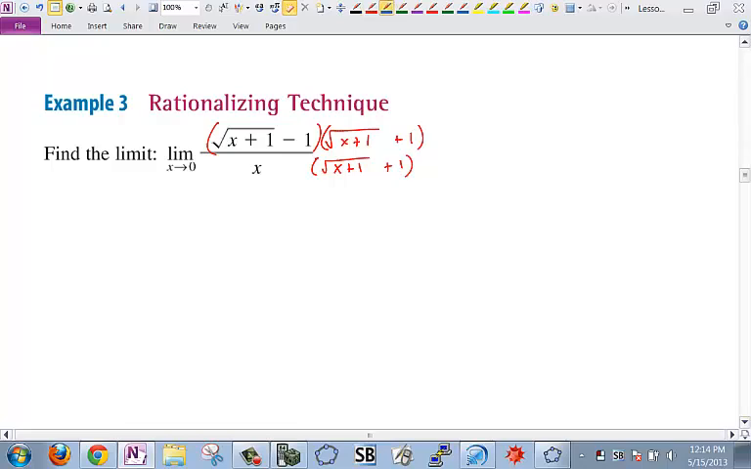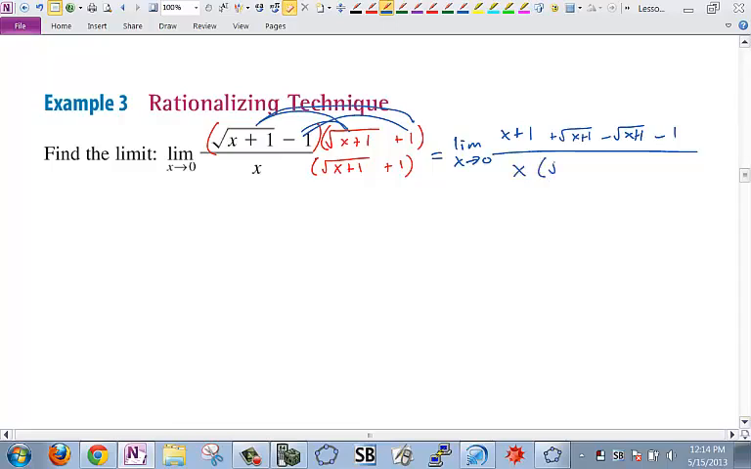So the top we have to FOIL. Four letters, F-O-I-L. So we multiply first. What do you get when you multiply those radicals? The radicals cancel away. You get x plus 1. You get a plus radical x plus 1, a minus radical x plus 1, which by no surprise, those cancel. And you get a minus 1. Now the bottom I'm not going to distribute. I want to leave that factored out.